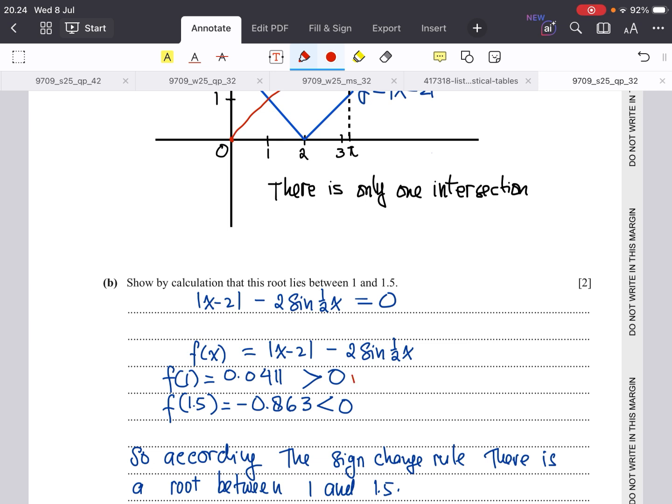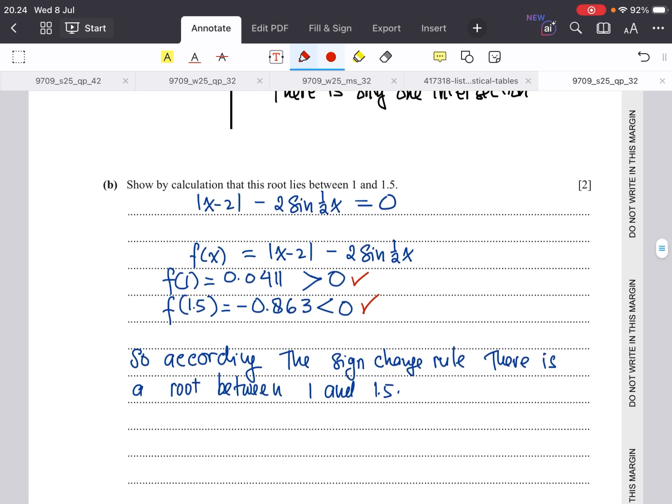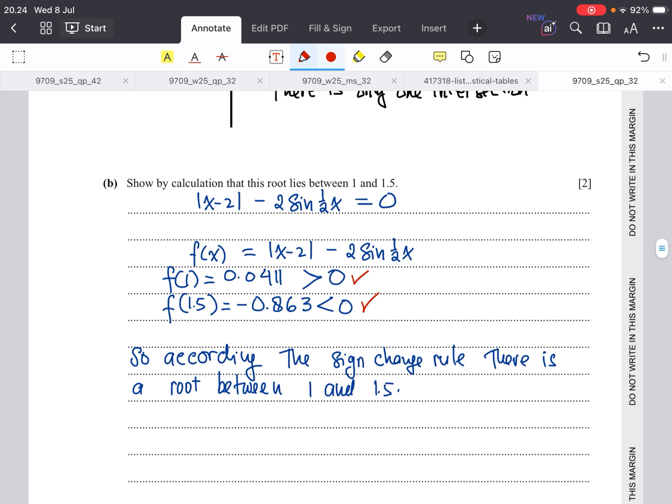So when x equals 1, the value of this is 0.0411, which is positive or greater than 0. And then when x equals 1.5, the value is negative 0.863, which is less than 0. So according to the sign change rule, we can say that there is one root between 1 and 1.5.